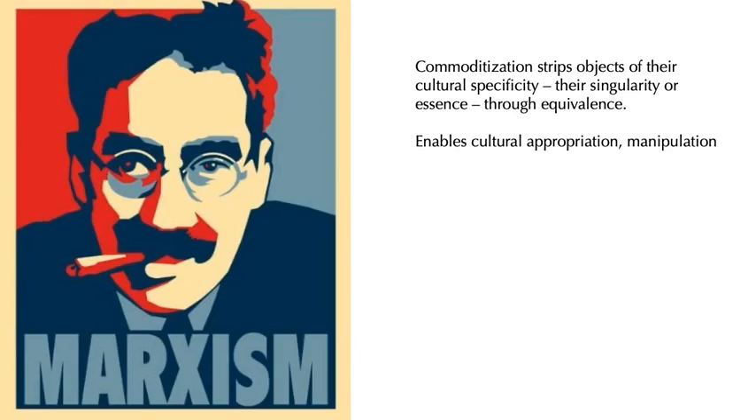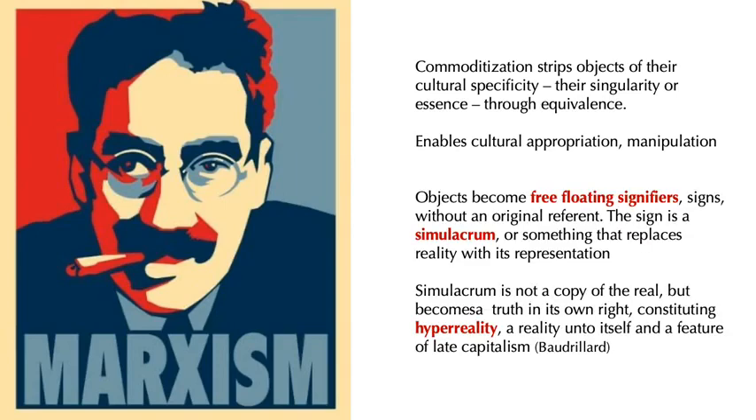So we get a sense that within capitalism, we're surrounded by all of these signifiers, many of which are ultimately detached from their original signified. They become free-floating. And this happens because commoditization strips objects of their essence and their cultural specificity, their singularity, in that equivalence that we talked about. And this is what enables their cultural appropriation and their manipulation. Now, when we're surrounded by these free-floating signifiers, signs become free in this way. We can see the triumph of the signifier. Signs are all around us, but not necessarily with an original referent. So this is what Baudrillard calls a simulacrum, something that replaces reality with its representation.